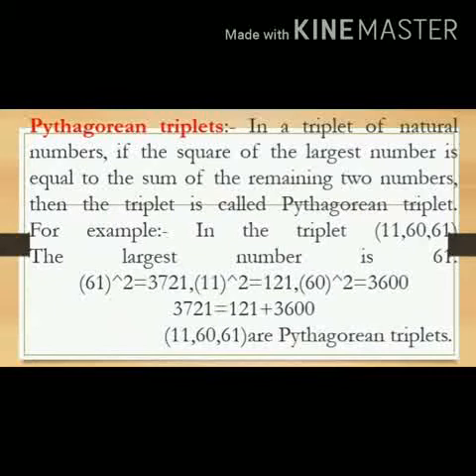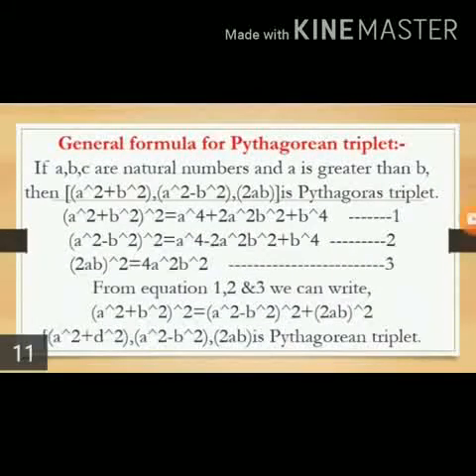We can find Pythagorean triplets by using a specific formula. So today, to find Pythagorean triplets, we learn about the general formula. Let us consider a and b are natural numbers such that a is always greater than b. Then a² + b², a² − b² and 2ab form a Pythagorean triplet. We can prove this.